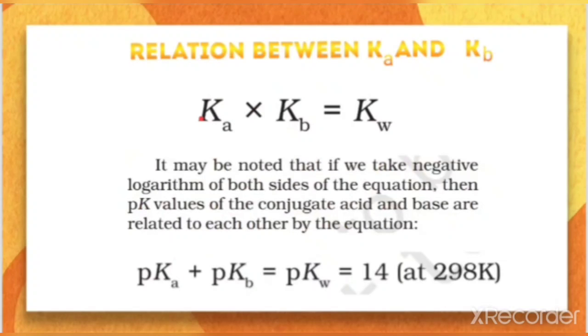So negative log of Ka into Kb is equal to negative log of Ka plus negative log of Kb, that is equal to negative log of Kw. So that is nothing but pKa plus pKb is equal to pKw. This formula is very important to learn. This is the relationship between the pK values of the conjugate acid and the base, related by this equation.